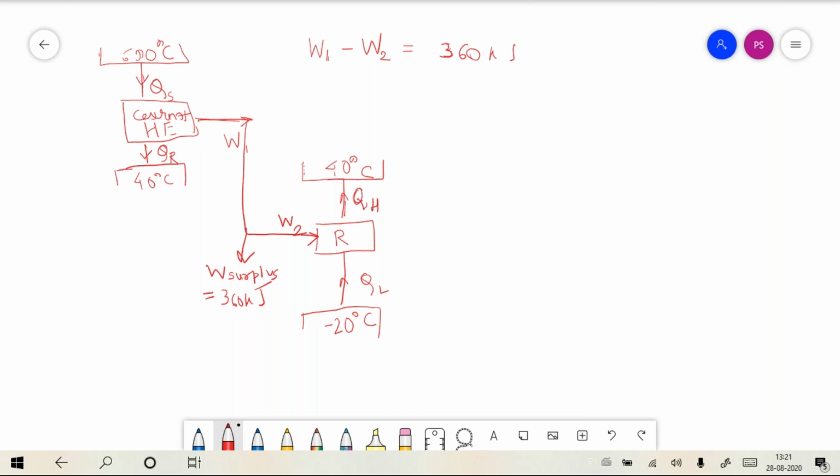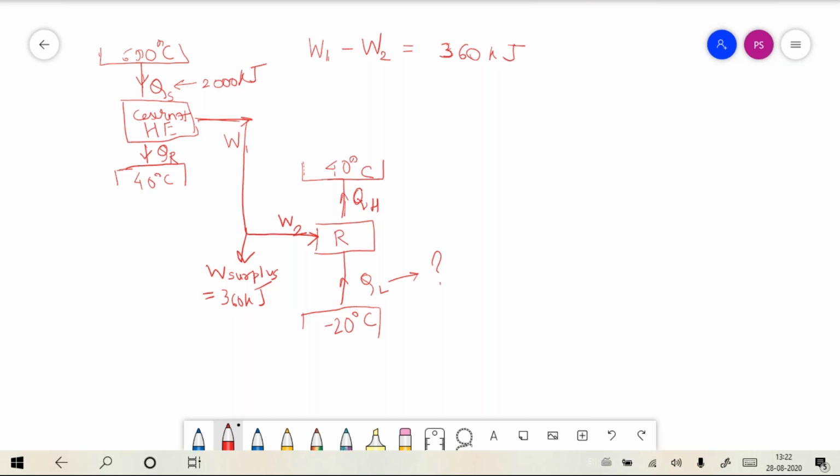Okay, one more piece of information is given. This engine is supplied a heat equal to 2000 kilojoules. 2000 kilojoules is the heat being supplied to this Carnot engine. And what you are asked is the refrigerating effect. That is to be found out. So I hope you are clear now what is to be found out.